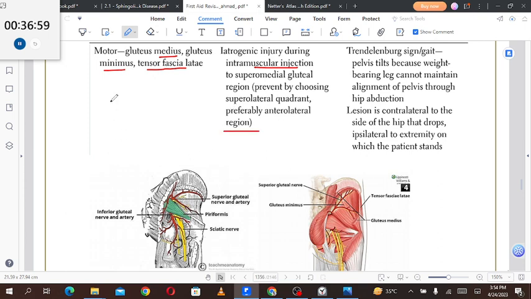So basically this is the buttock. We have to divide this buttock into four quadrants, and we have to apply the injection in the safe area. Prevent by choosing the superior lateral quadrant, preferably the anterolateral region.